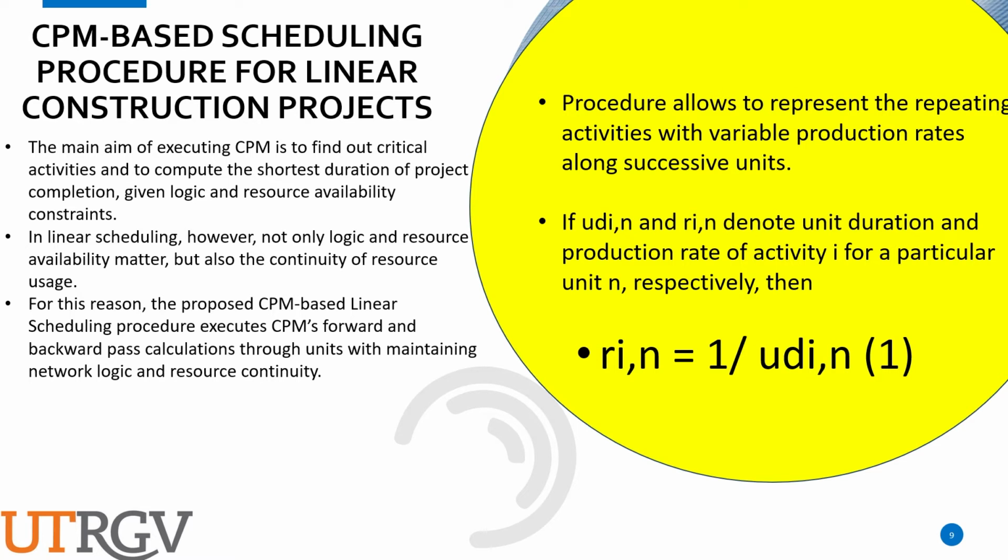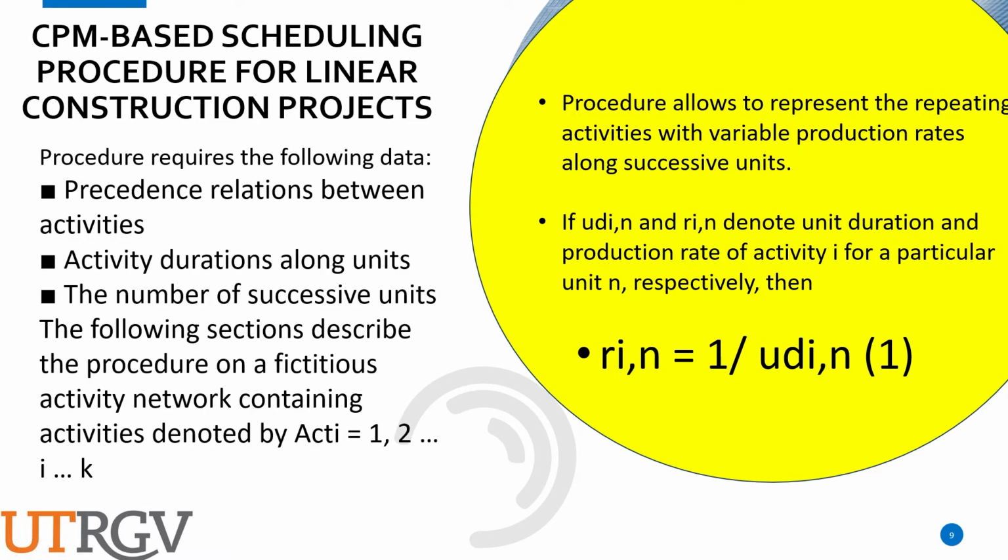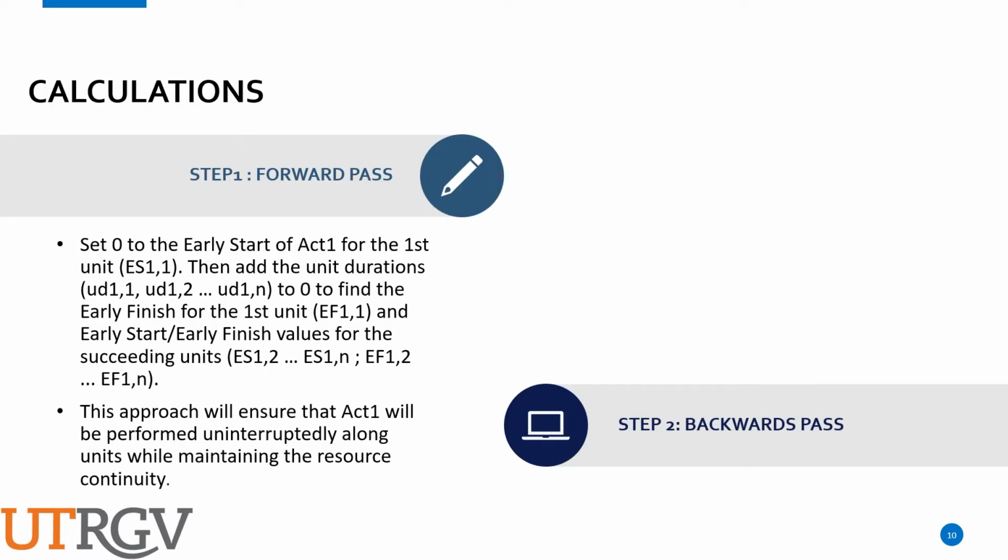The formula that we use allows us to represent repeating activities with variable production rates along successive units. The formula used is Ri,n equals 1 over UDi,n. Ri,n is the production rate of activity i at unit n, and UDi is the unit duration. The precedence relations between activities are required. The activity durations of units are required. The number of successive units is required. So this is how the calculations are done.